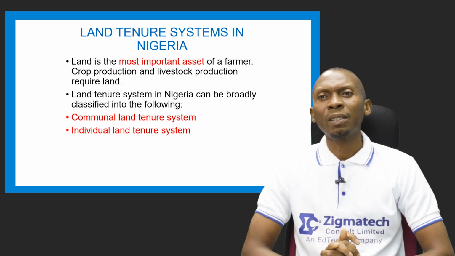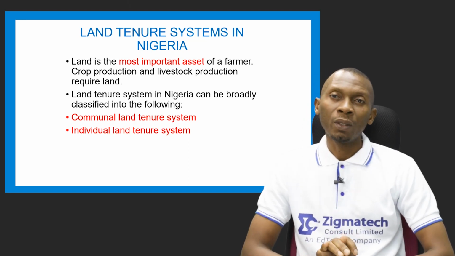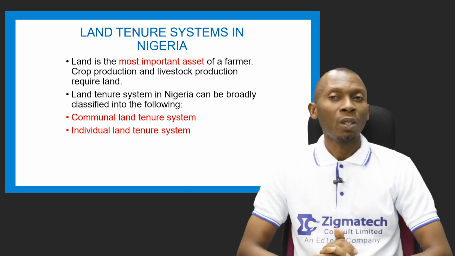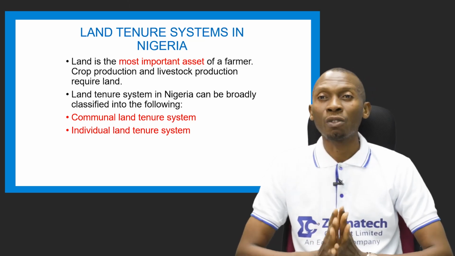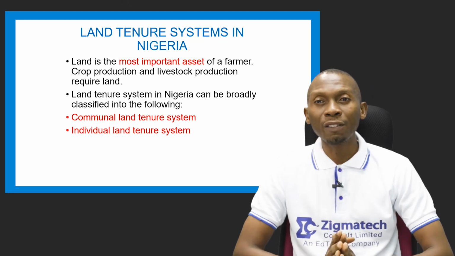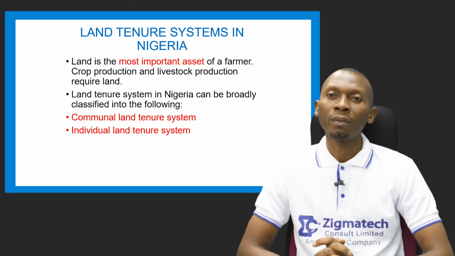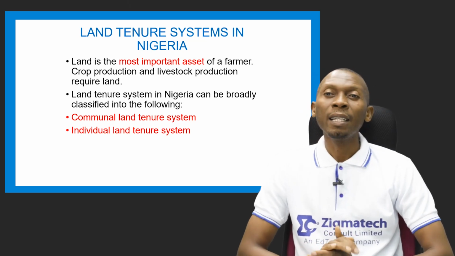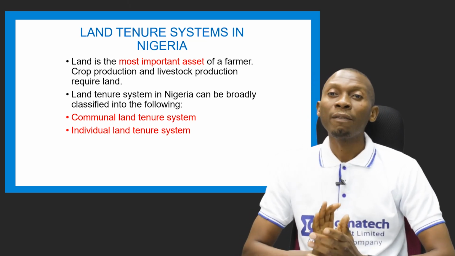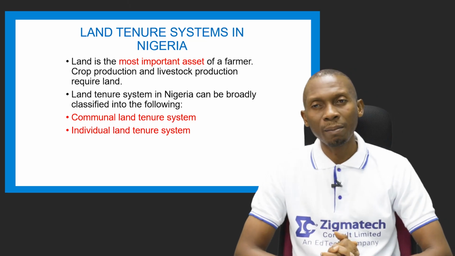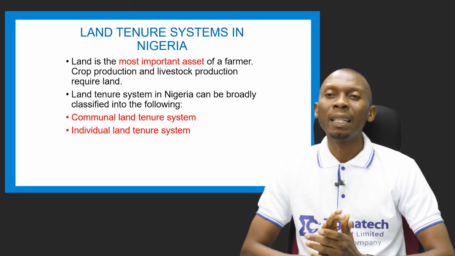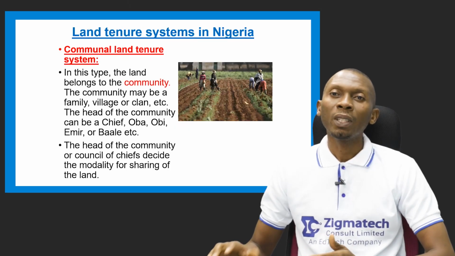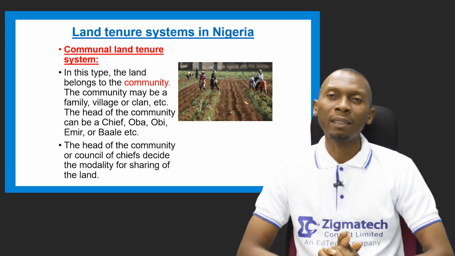So let's look at the land tenure system in Nigeria. Now, land is the most important asset of every farmer. He needs land for his crop production, for his livestock production as well. And land tenure system in Nigeria can be broadly classified into the following. We have the communal land tenure system and the individual land tenure system. So let's take a look at the communal land tenure system.